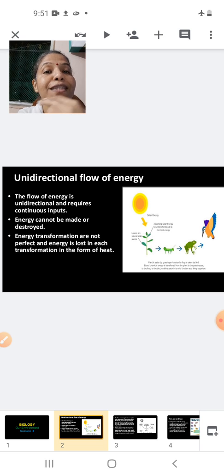So the sun's energy is solar energy. That solar energy is getting converted to chemical energy. That means we are converting one form of energy to another form of energy. And when we convert one form of energy to another, some amount of energy is lost in the form of heat. So this is happening in a biological system too.